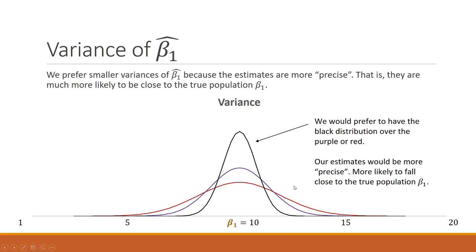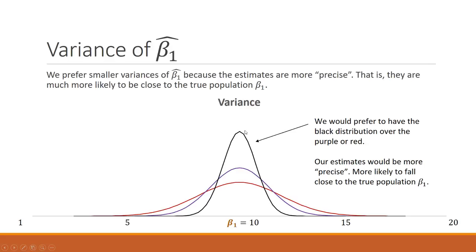Because, and let's think about this, we typically only have one set of sample data. We only have one data set. And so we only get one beta 1 hat estimate. We usually don't have several different samples from the same population. So we only have one estimate of beta 1 hat. Okay, and so it's very important to us that that beta 1 hat estimate is close to the mean.